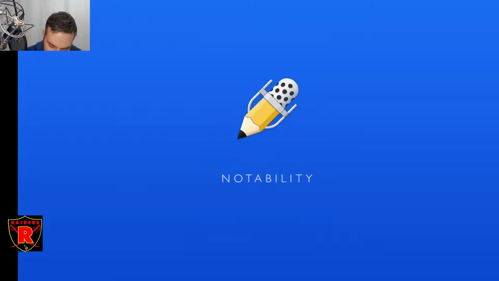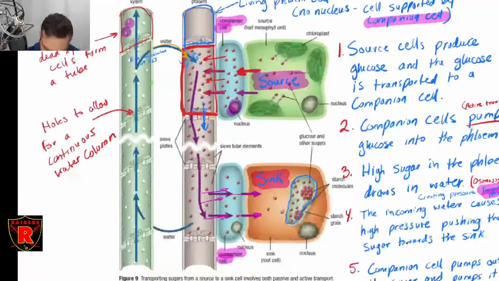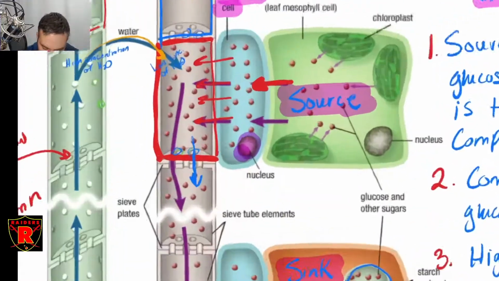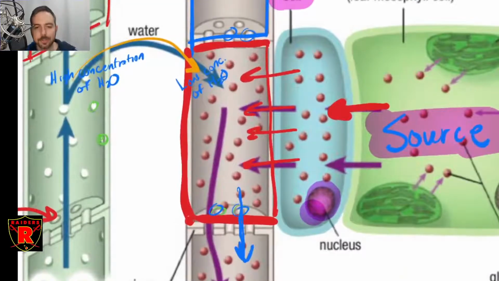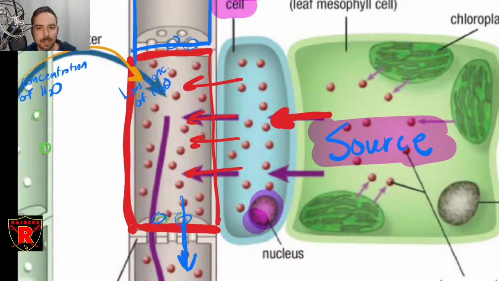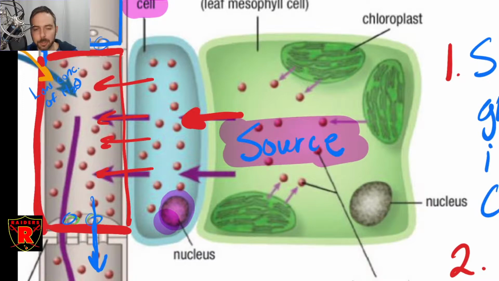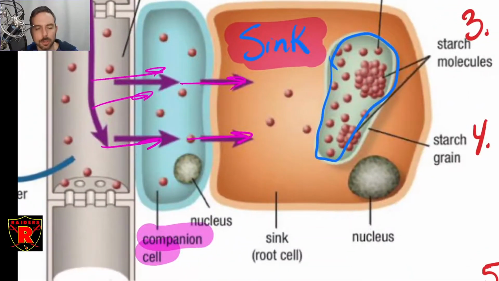So I previously mentioned in my translocation note, hopefully this looks relatively familiar, this idea that you've got your sieve tube elements. Those are the phloem cells. They have an attached companion cell, and then there are other parenchymal cells or leaf cells associated with those where you're either going to be producing sugar or storing sugar, which is either a source or a sink.